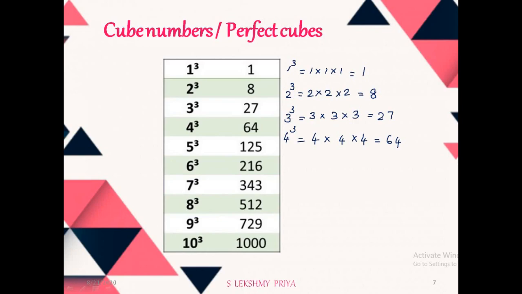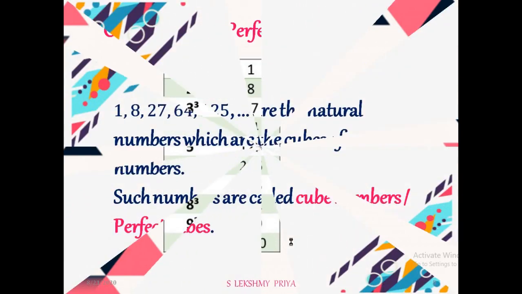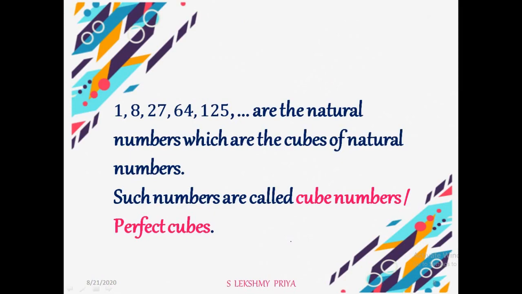In the same way, we can find the cubes of other values. 5 cube it is 125. 6 cube it is 216. 7 cube it is 343. 8 cube it is 512. 9 cube 729 and 10 cube it is 1000. We can say that the numbers 1, 8, 27, 64, 125 are the natural numbers which are the cubes of natural numbers. Such numbers are called cube numbers or perfect cubes.